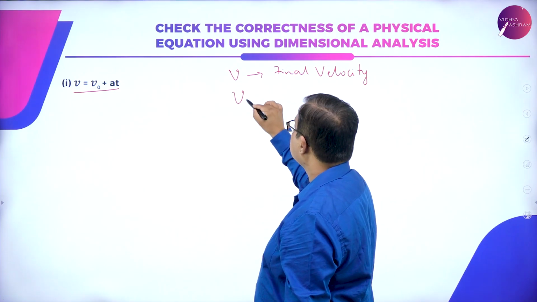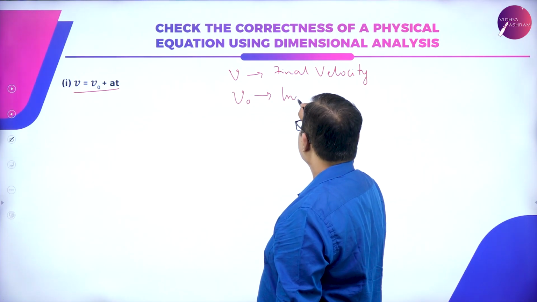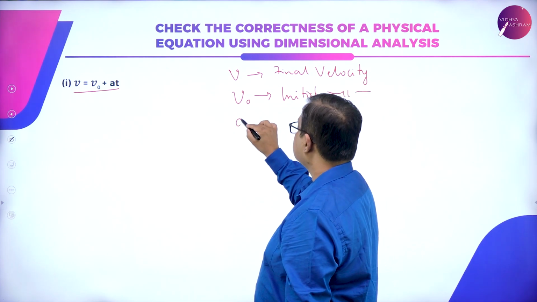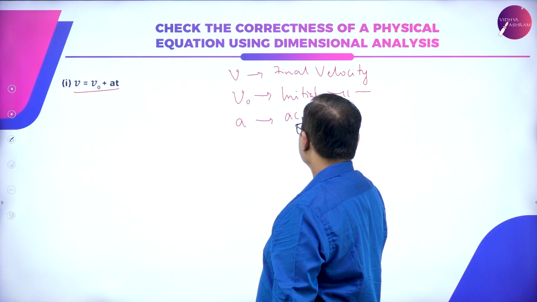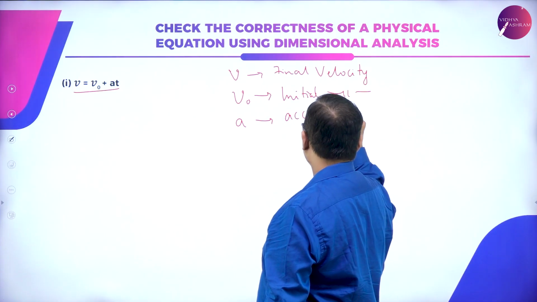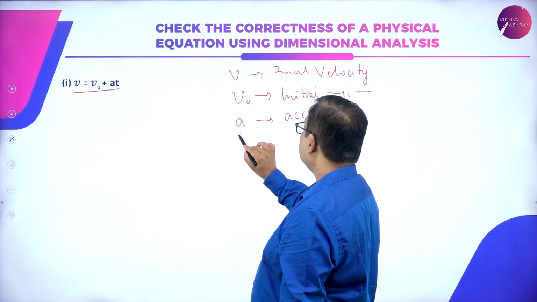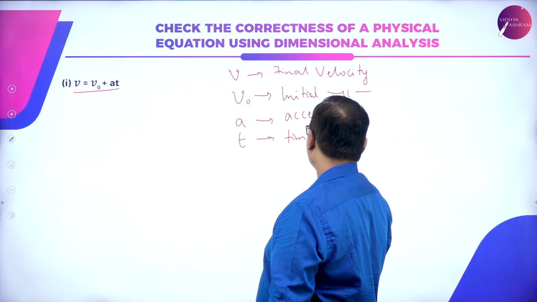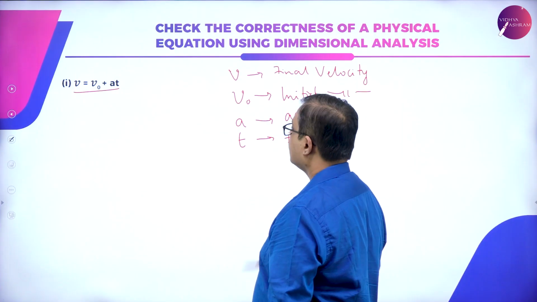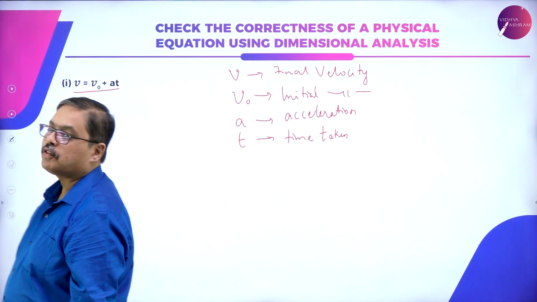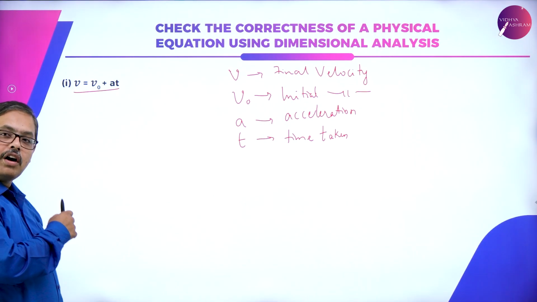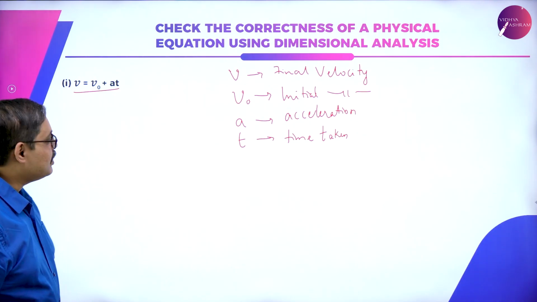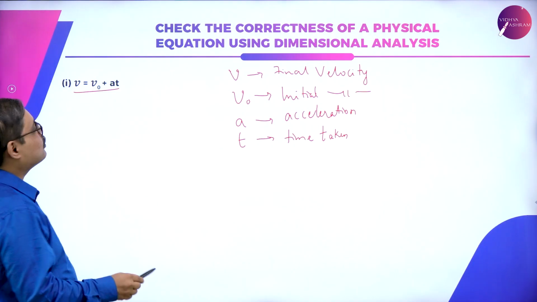V naught is the initial velocity. A is the acceleration. And T is the time taken. Now, from the principle of homogeneity, we have understood that all the terminologies in this equation on both the sides must have the same dimension. So, let us check all the terms one by one.